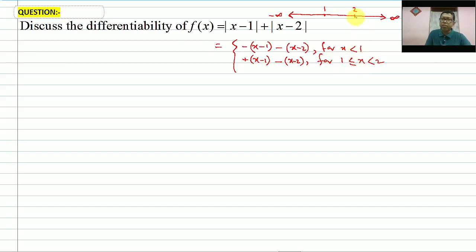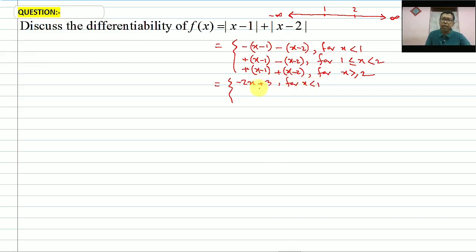Next, the other part is 2 to positive infinity, so you may take any value, say 3. You put it here, 3 minus 1 is equal to 2, that is a positive number, so we take positive x minus 1. Again, 3 minus 2 is again a positive number, so we take positive x minus 2, and the domain is x greater than or equal to 2. So the respective functions are created: minus x minus x, that is minus 2x, and plus 1 plus 2, that is equal to plus 3, and this is for x less than 1.